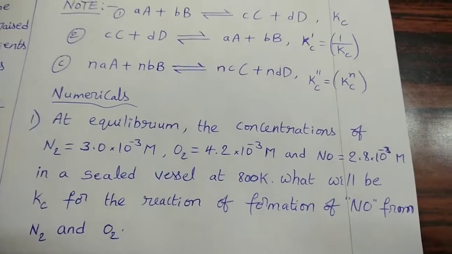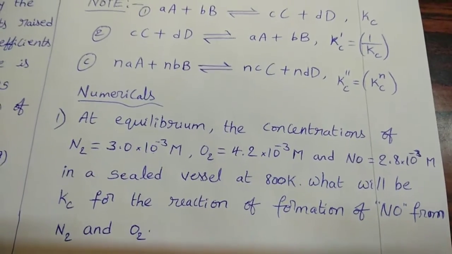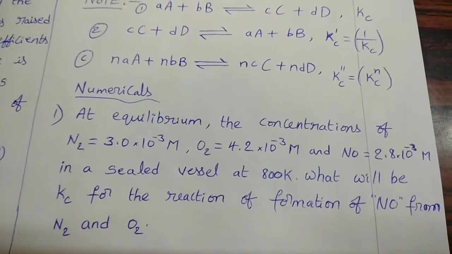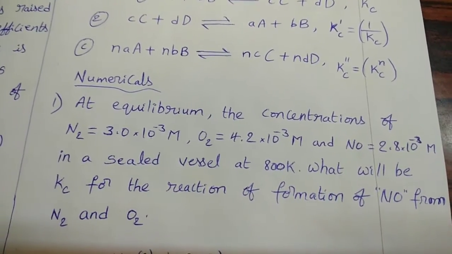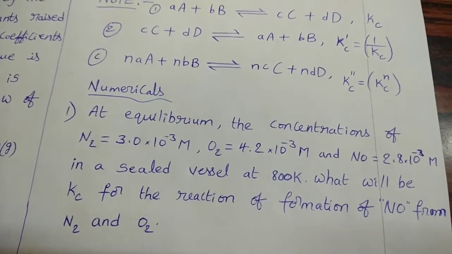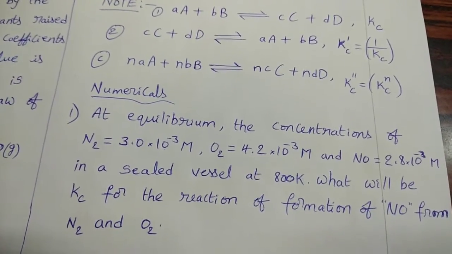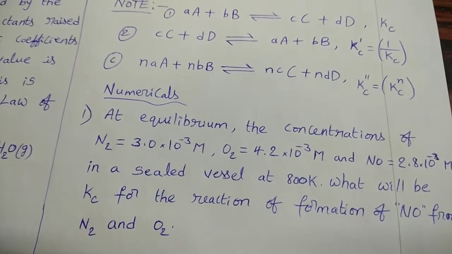At equilibrium, the concentrations of nitrogen, oxygen and NO, nitric oxide, are given at 800 Kelvin. What will be the Kc for the reaction of formation of NO from N2 and O2? So, the equilibrium constant for the formation of NO. What are the reactants? N2 and O2.